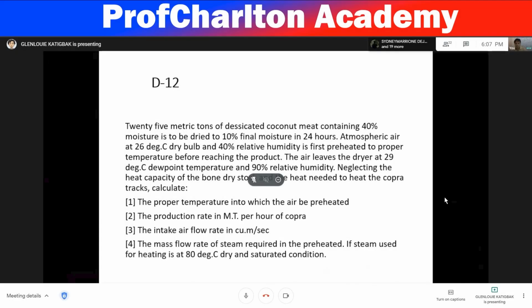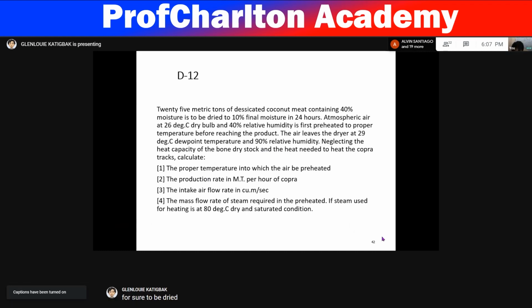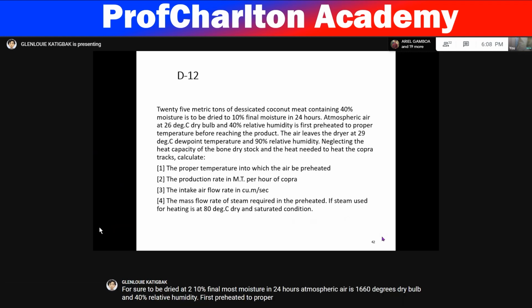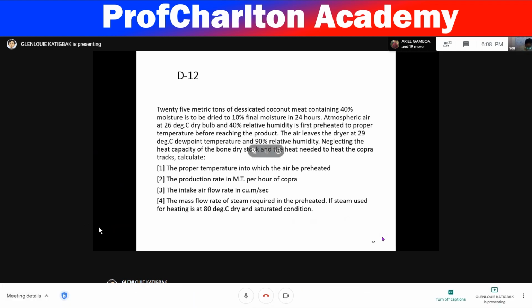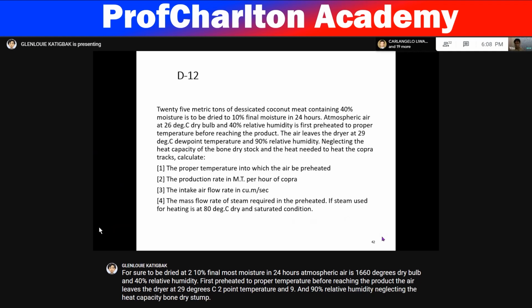So, ito yung tanong. 25 metric tons of desiccated coconut meat containing 40% moisture is to be dried to 10% final moisture in 24 hours. Atmospheric air is 26 degrees dry bulb and 40% relative humidity. It's first preheated to proper temperature before reaching the product. The air leaves the dryer at 29 degrees C dew point temperature and 90% relative humidity, neglecting the heat capacity of bone dry stock and the heat needed to heat the copra trays.